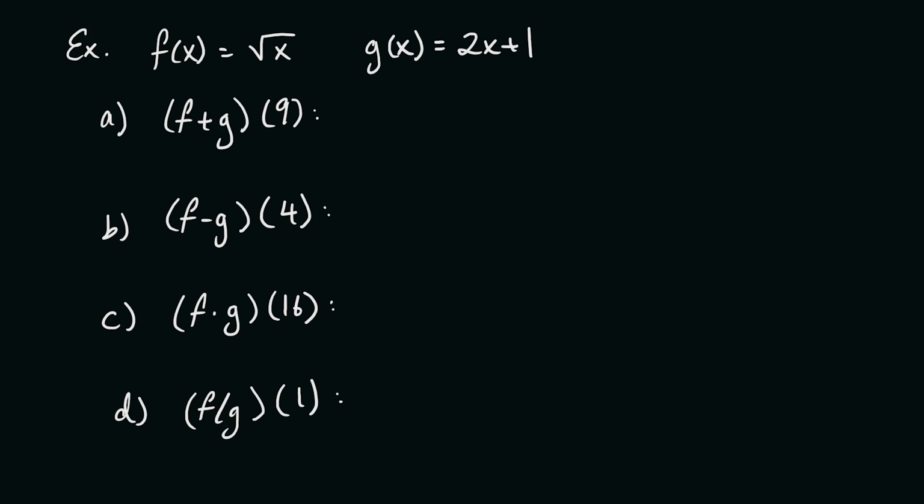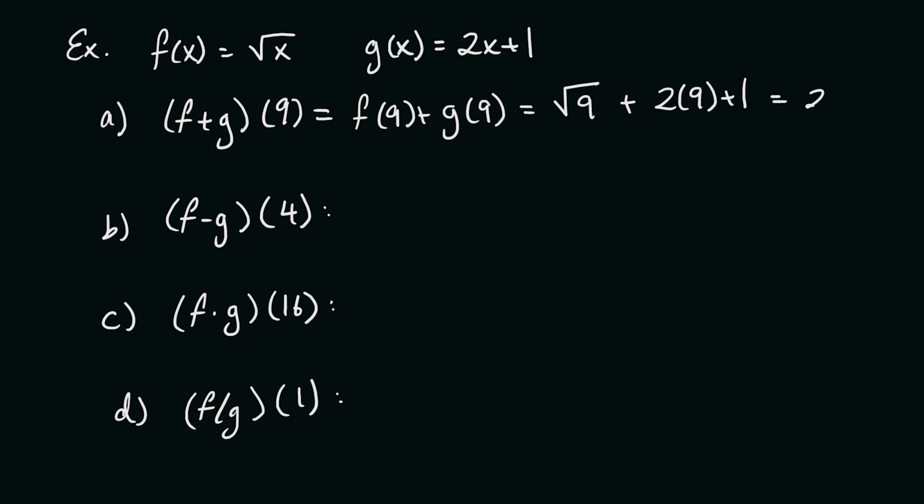Alright, so hopefully you just looked at these problems and tried to solve it out. So let's start solving it. So now, this is just mainly equal to f(9) + g(9), right? So that's going to be equal to the square root of 9 plus 2 times 9 plus 1, and that gives us 22. In this first example that we did, we used the sum rule, right? Where the two functions are added together.